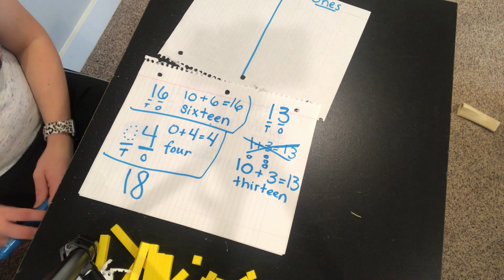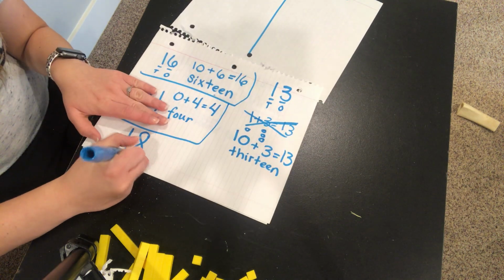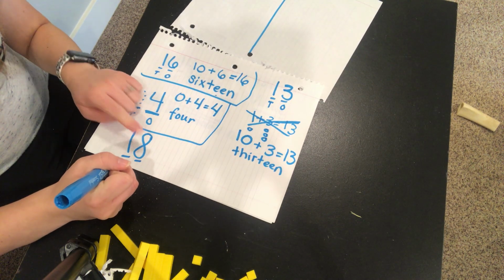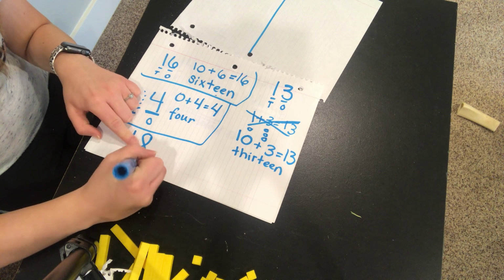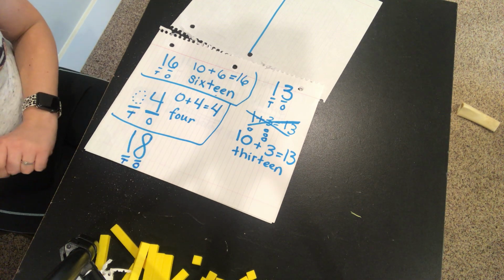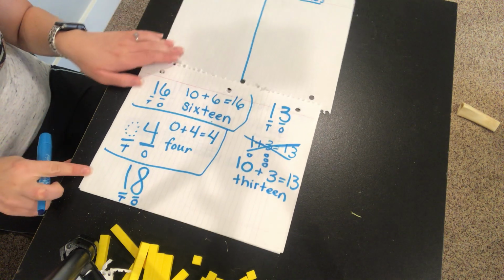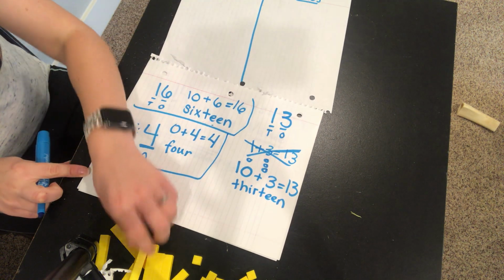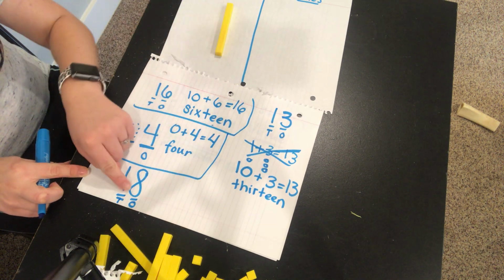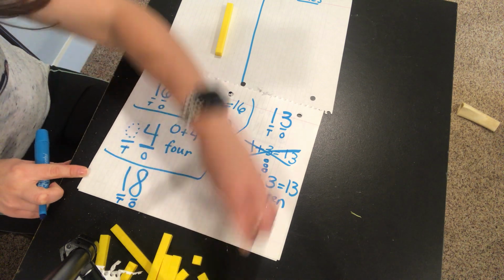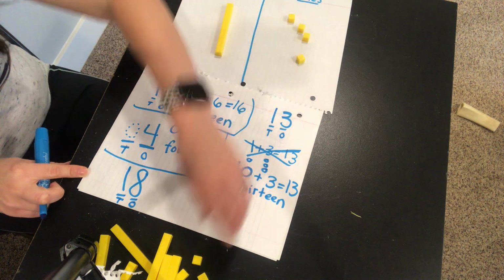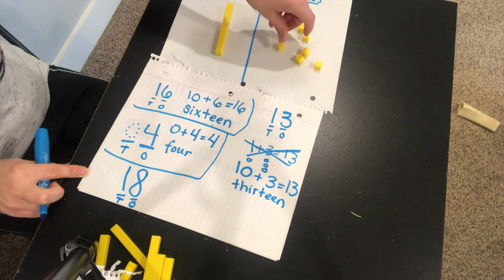All right, so for 18, we have 2 digits. We have a 1 and an 8. The 1 is in the tens place, and the 8 is in the ones place. All right, so when I go to build it, I need 1 ten and 8 ones. 1, 2, 3, 4, 5, 6, 7, 8.